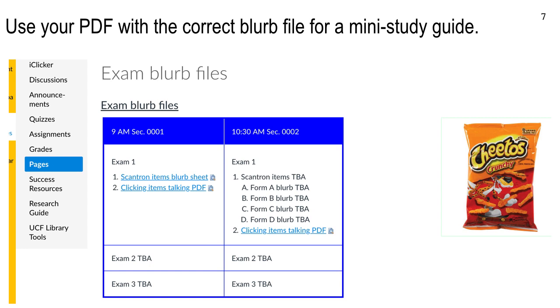But for the true/false and multiple choice questions, you'll have little blurbs. So it might say Newton's third law applied to gravity or something like that. If you want to look at the actual question instead of the blurb file, you may do that in office hours. And my office hours, as always this semester, are 11 to 1 on Wednesdays.